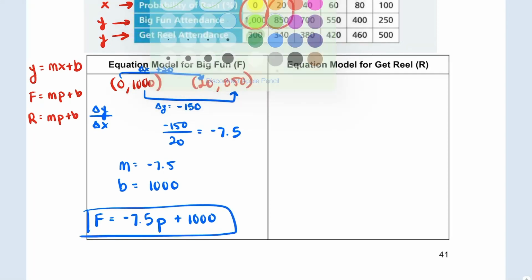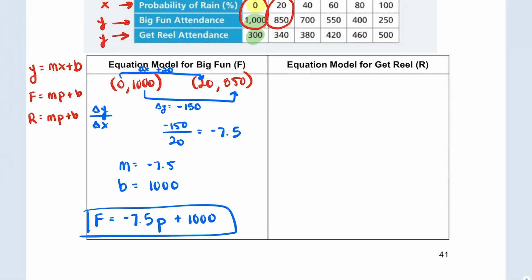All right, let's do the same thing for Get Real. I'm going to pick 2 points. I'm going to stick with the first 2 points here. So there's 0, 300, and 20, 340.